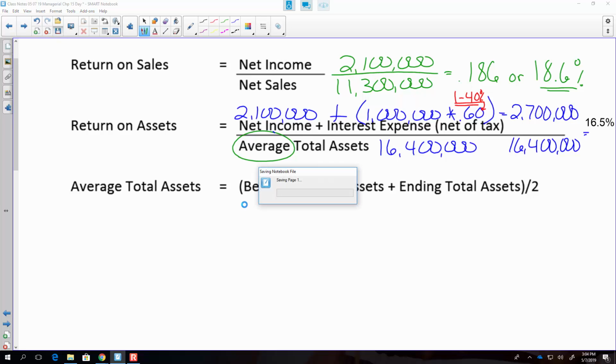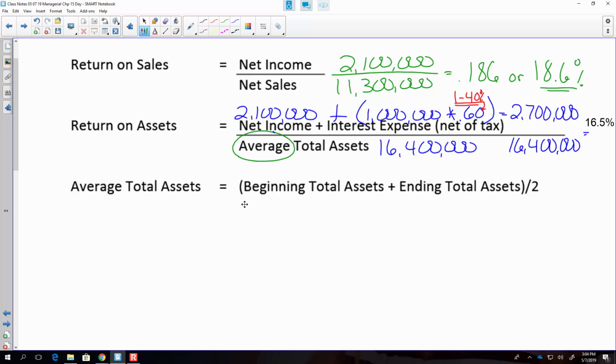Is everybody comfortable with why I didn't have to average the total assets? Because they only gave us one number. They didn't give us 2 years to do. So the average is automatically 16.4. So what is the result here? That means for every dollar of investment in my assets, I'm making 16 cents. Pretty cool.